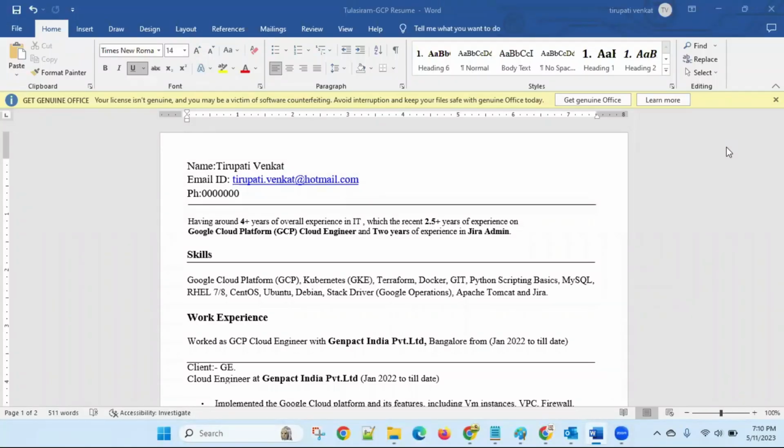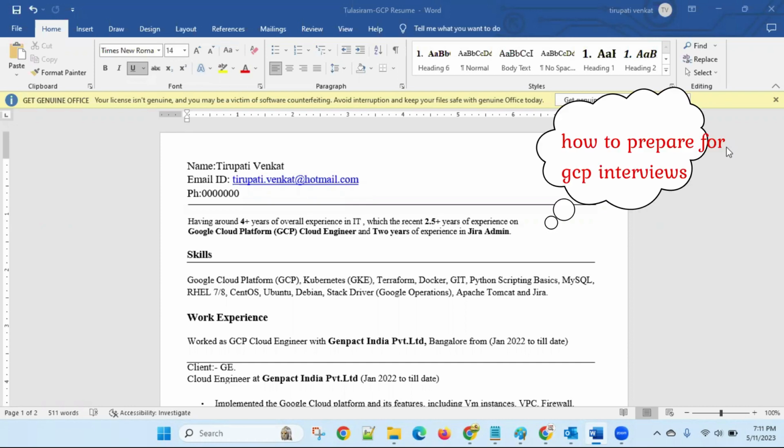Okay, this is the session on how you can get a job as a Google Cloud Engineer. How you can get a job as a cloud engineer in GCP, that is our intention. For example, you have 4 years of gap. Okay, you are keeping 2.5 years. Okay, fine, that is okay.